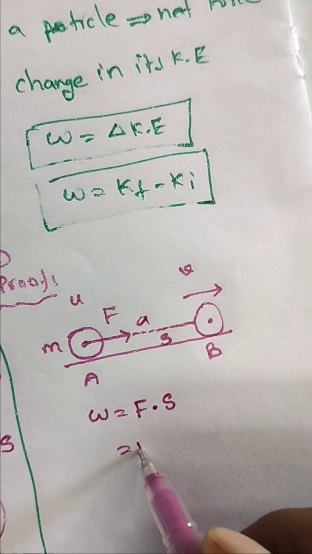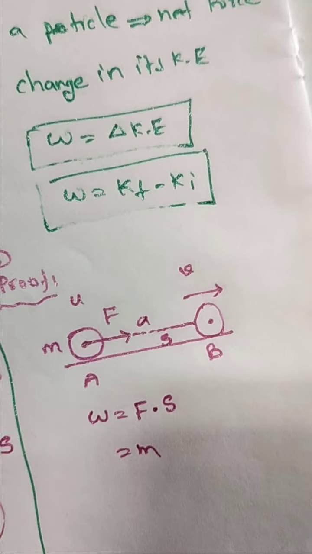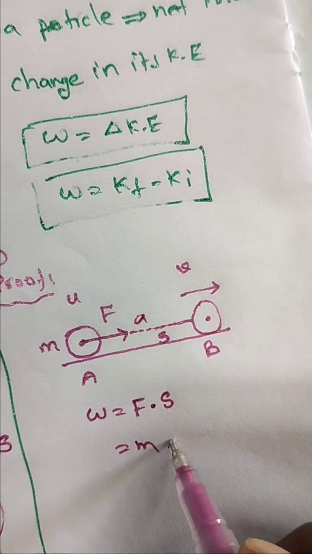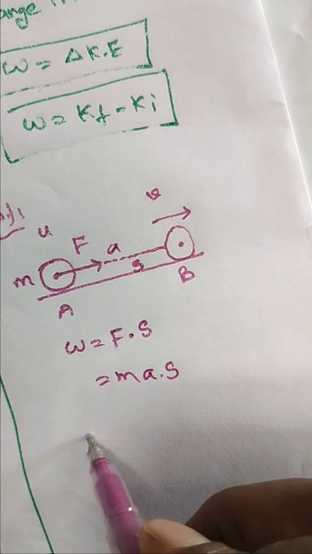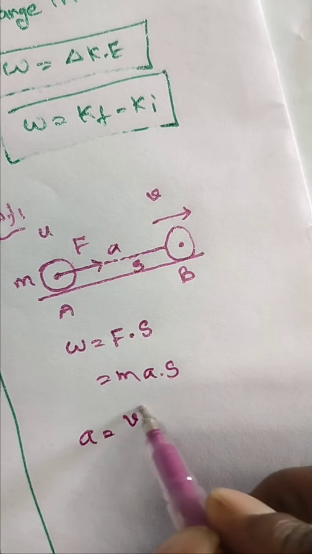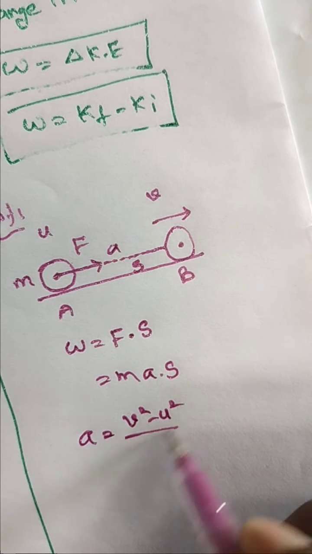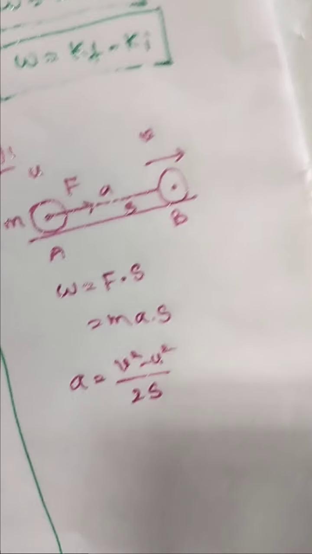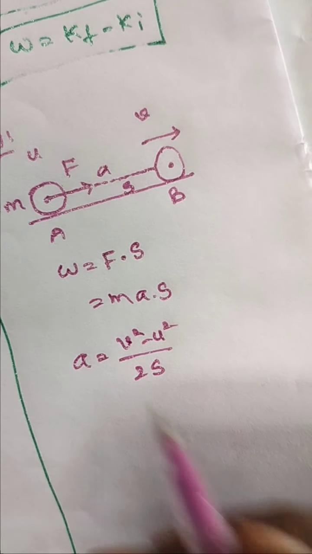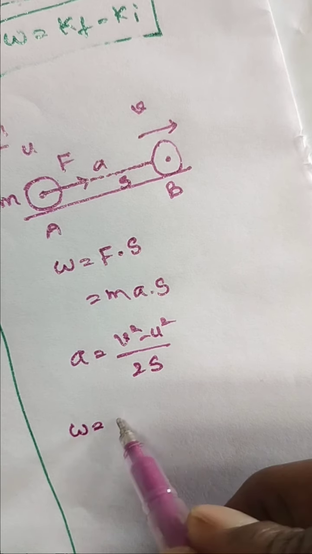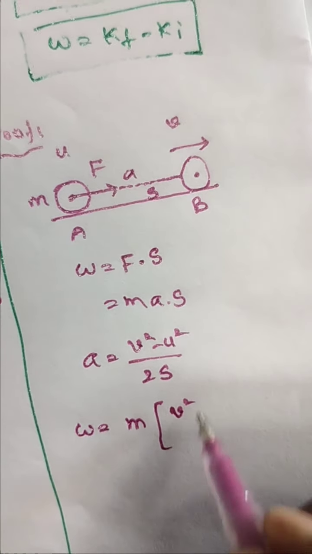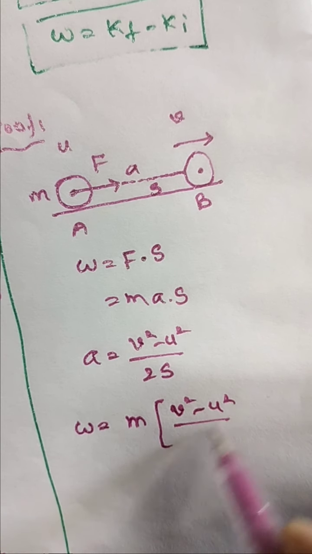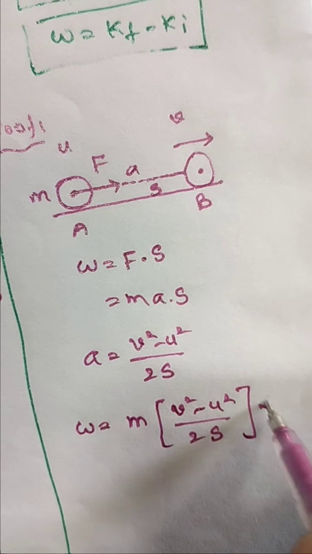What is the F? F is equal to MA, so W is equal to F into S. Okay, so we know that acceleration is given by V square minus U square is equal to 2AS. This is another formula, the change in velocity. Substitute: W is equal to M into A, and A is equal to V square minus U square by 2S, into S.